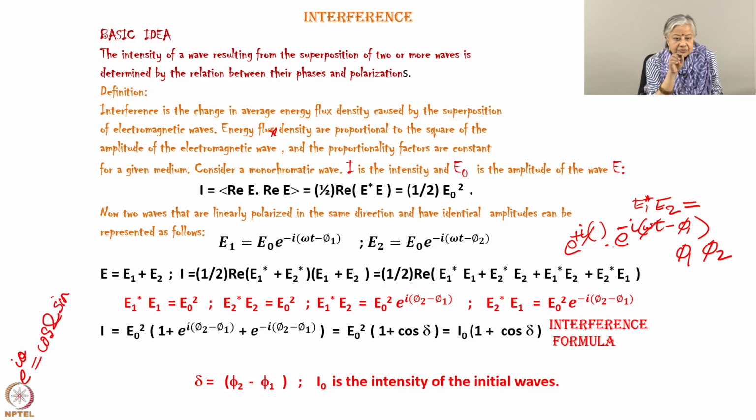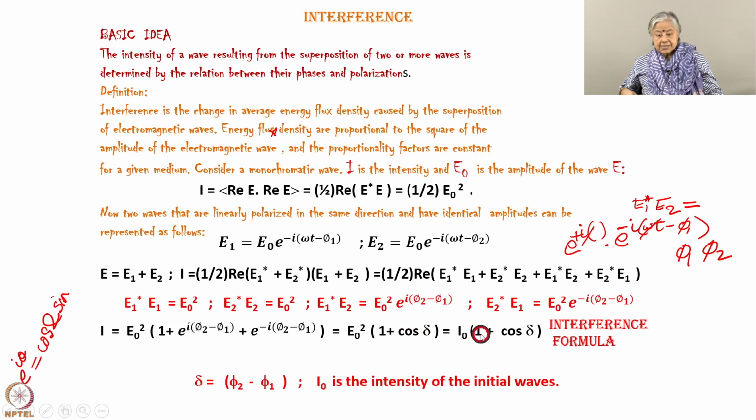So, it will be cos of that plus sine of the other. So, e to the power I theta can be written as that. So, that is what I have done. I have just written this term and this term in terms of cos and sine, and the sine term cancels out, and you are just left over with the cos term. And delta is equal to phi 2 minus phi 1. This part is delta. So, E0 square 1 plus cos delta.